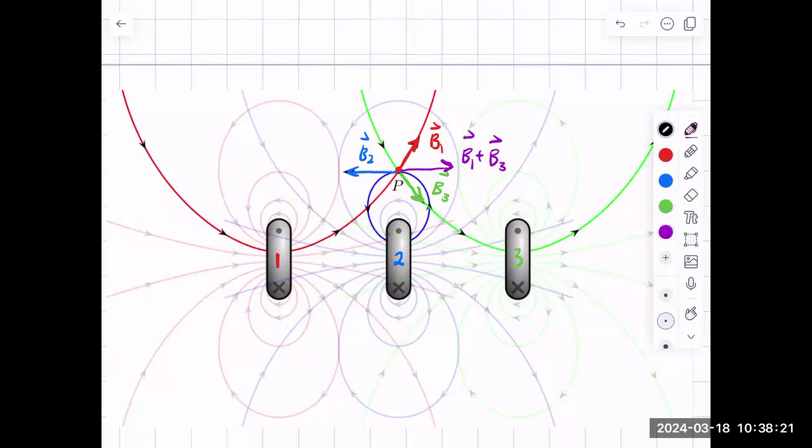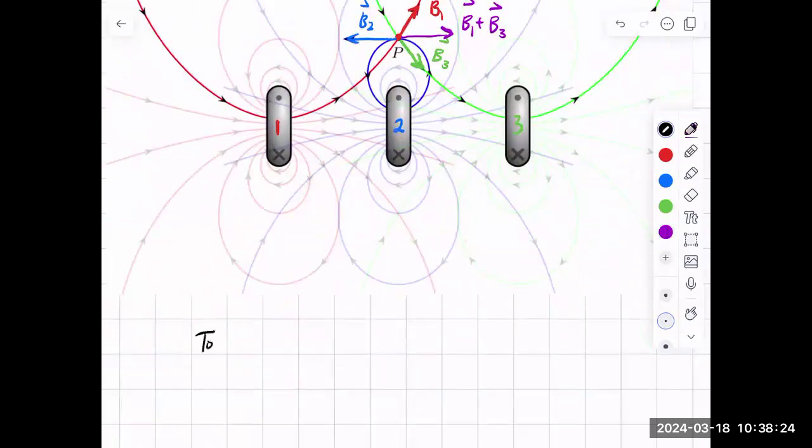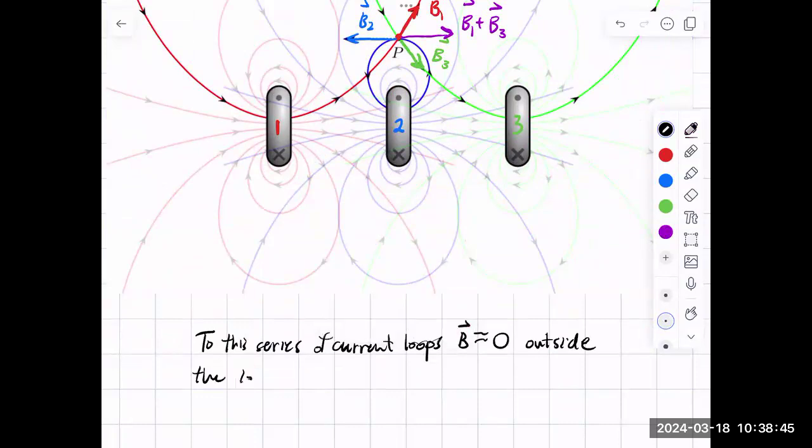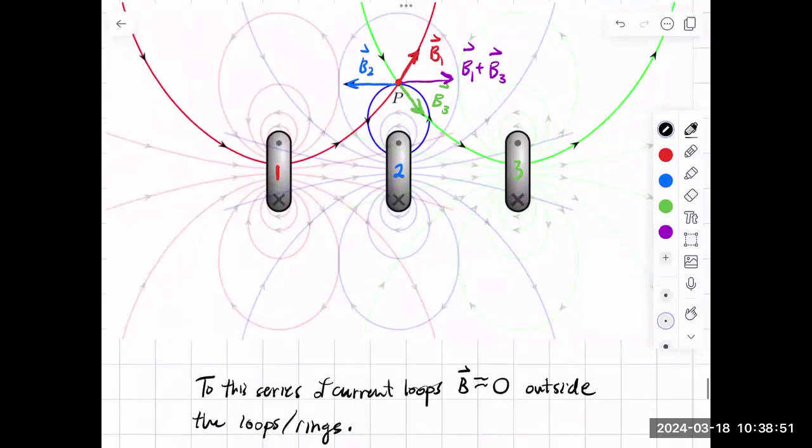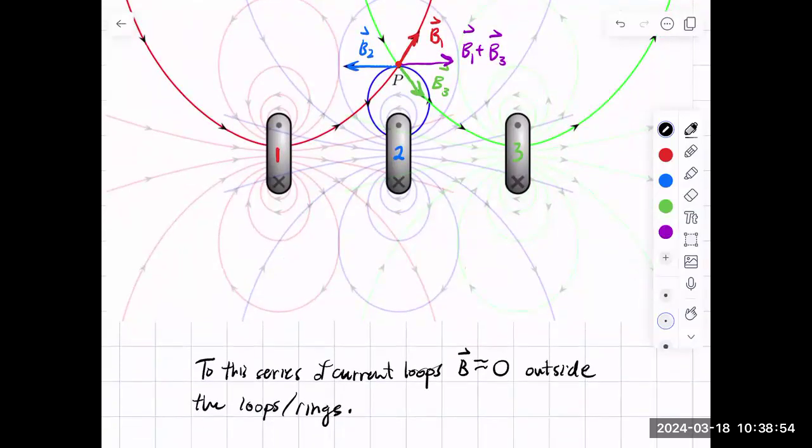And so the conclusion is that for this series of current loops, B is approximately 0 outside the loops or the rings. Okay, we've only done that at one particular point, but you could do that at any point and try to add up the contributions from these three. As long as you're outside these loops, they'll approximately cancel.